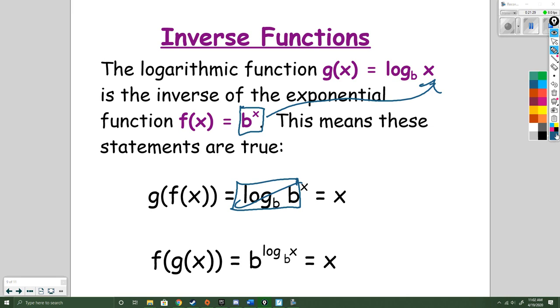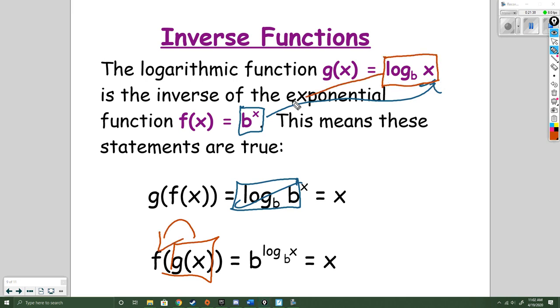Let me do this in a different color here. f of g of x is taking g of x and plugging it into f. So if I take g of x here and plug it directly into f, that means replace that x with all of this. That would give us b to the power of log base b of x. And once again, we know that just yields x. So this basically undoes each other, and we just get 1. So that's just 1 times x, or x.